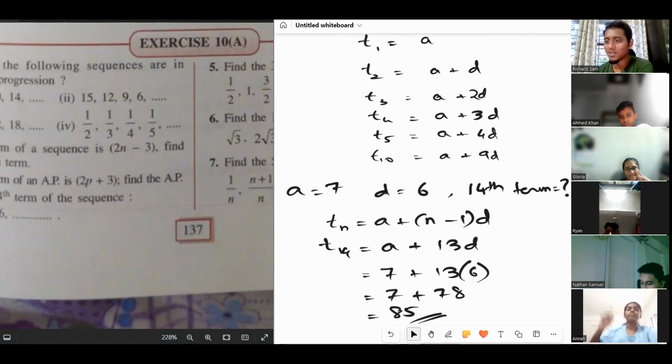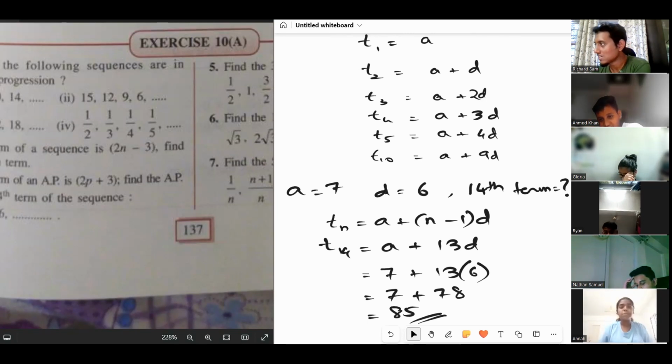Only Anna got it. What happened to the rest of you? What's the mistake? I got 84 because instead of A, I took B in the last step. I did the addition first, 7 plus 13, and then multiplied by 6. Remember BODMAS: first multiplication, then addition.